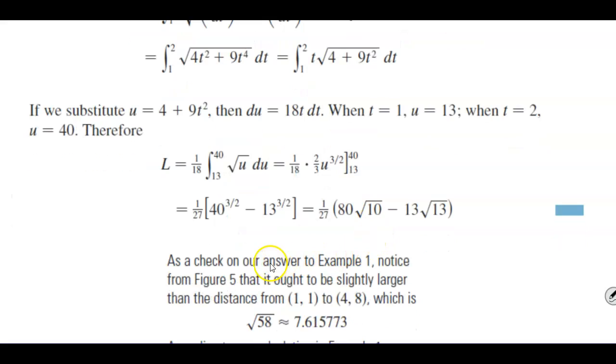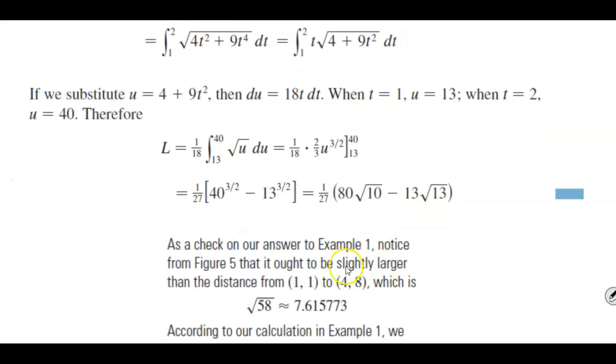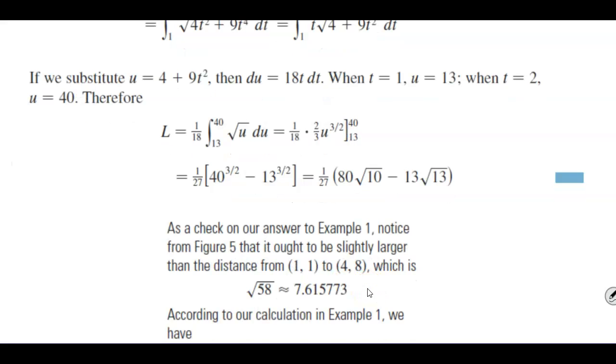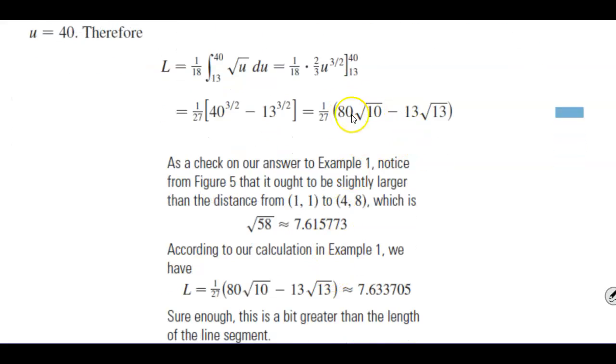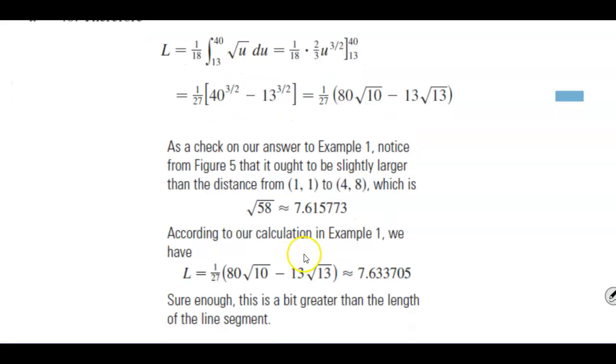And as a check on our answer to example 1, we would notice from that figure that it ought to be slightly larger than the distance from (1, 1) to (4, 8), which is approximately 7.615773. Now, according to this calculation in example 1, we end up getting approximately 7.633705. Therefore, it is a bit greater than the length of the line segment.